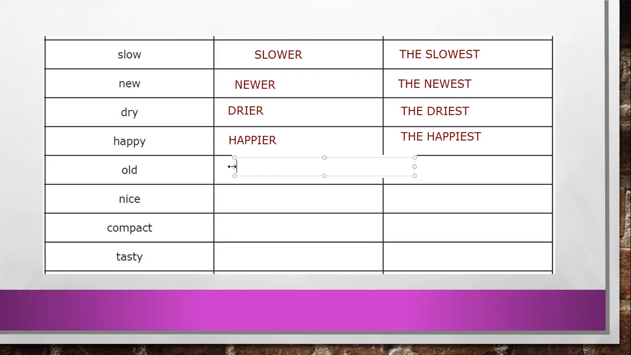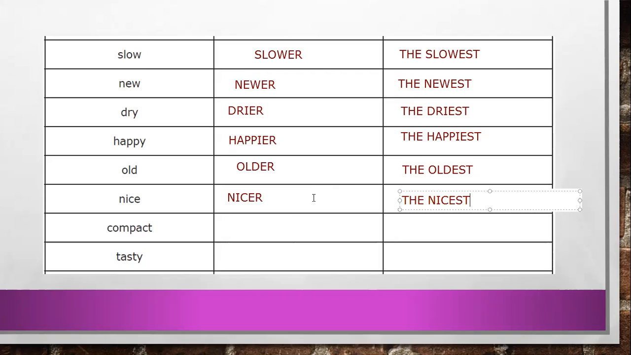Comparative. Older. Okay. Superlative. The oldest. Exactly. Very good. Okay. Then we have nice. Nicer. Exactly. And superlative. The nicest.